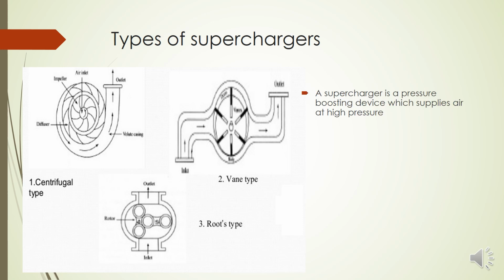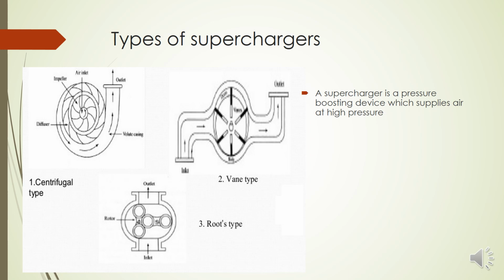And second one we have is a vane type compressor, which is an axial flow compressor. You can see the inlet is axial as well as the outlet is axial. And third one is a roots blower, or roots type compressor. Here we have 2 rotors, one horizontal, one vertical, and they will be rotating continuously and the air will be passed through the space between these. So this is a displacement type compressor. These are the major 3 types we are using for supercharger.